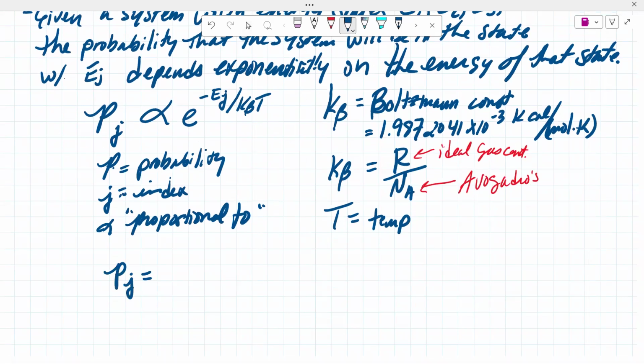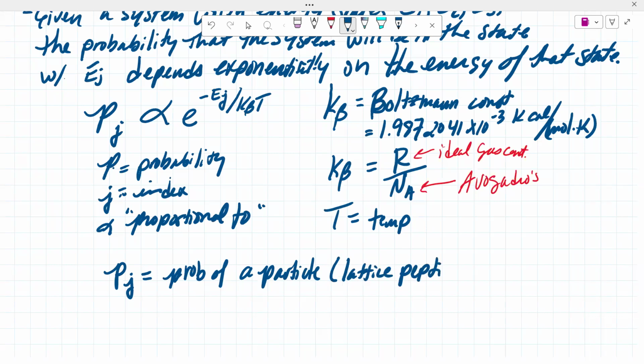And so let's just write out then what the term P_J means. P_J means then the probability of a particle J. And by a particle in this situation, we mean a peptide, lattice peptide. But it applies to other particles to be in an energetic state, energetic state J.